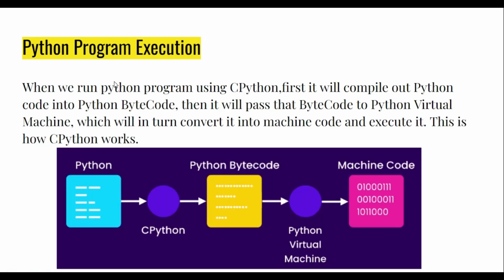Now we will see how a Python program gets executed. When we run a Python program using CPython, first it will compile our Python code into Python bytecode. So this is your Python code, and this is the compiler. CPython is a compiler, so it will compile this code into Python bytecode. This is intermediate code, and this code is then passed to the Python virtual machine, and then the Python virtual machine converts that bytecode into machine code, and whatever machine code is generated will get executed by the processor. In this way a Python program gets executed.